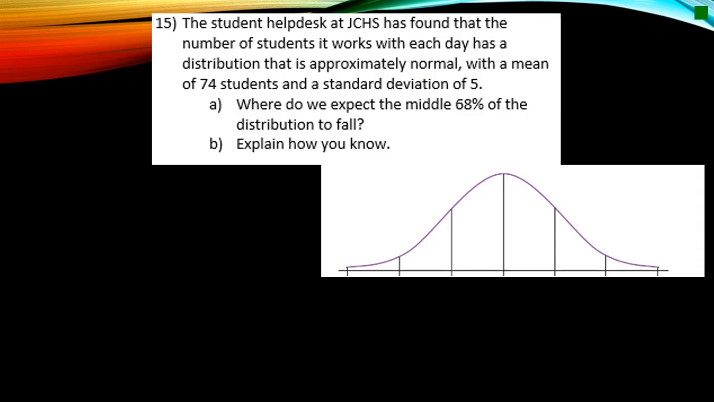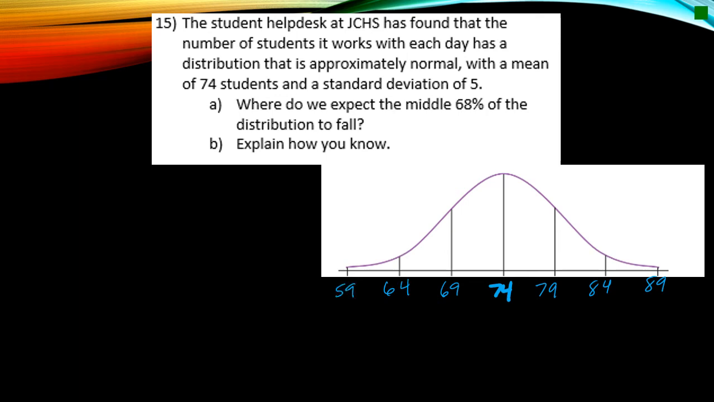The student help desk at Joliet Central has found that the number of students it works with each day has a distribution that is approximately normal, with a mean of 74 students and a standard deviation of 5. Part A asks us to find where we expect the middle 68% of the distribution to fall. Before we can give this answer, we need to label our normal curve. So 74 is the mean that goes in the middle. And then 5 is the standard deviation. So that would make this 79, 84, 89. And then going the opposite direction, we would have 69, 64, and 59.